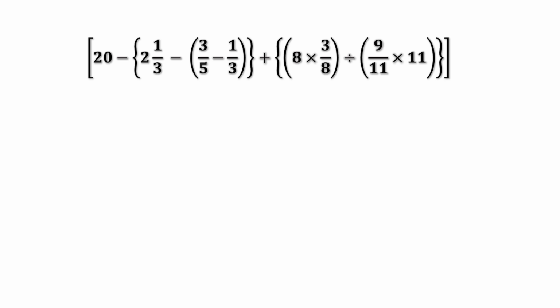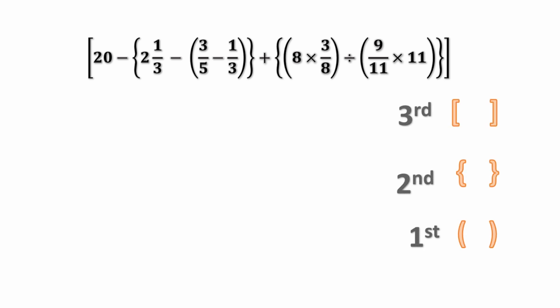Fraction simplification number 10. Here's a big fraction simplification that might look very complicated, but it is actually very easy, very simple, and very short. Here we have the first bracket, the second bracket, and also for the first time there is the third bracket coming in our fraction simplification section. So, which one to do first?